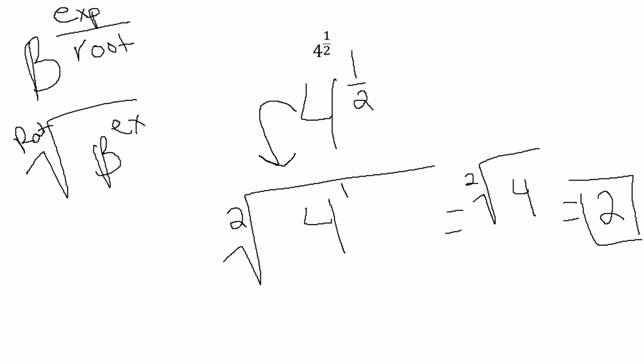Let's do some more. So this is 27 to the 1/2 power. So let's remind ourselves over here, and you may want to write this down somewhere. You have your base, your exponent, your root. So let's draw our radical sign.